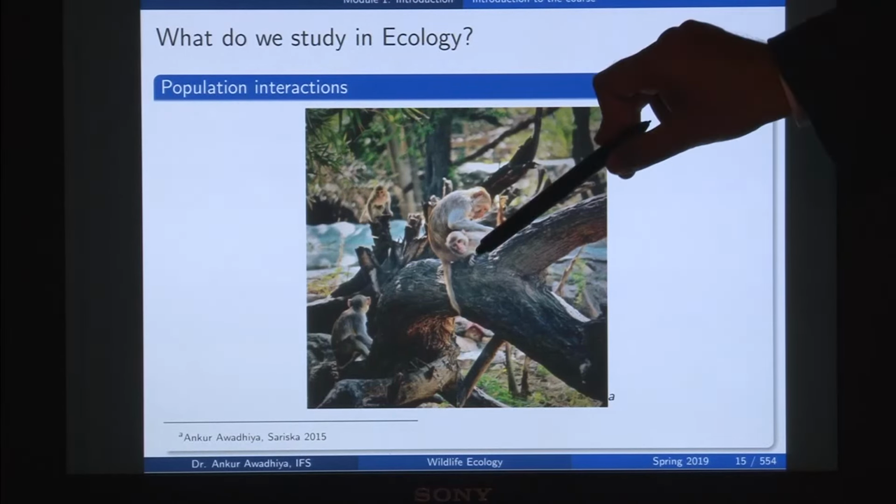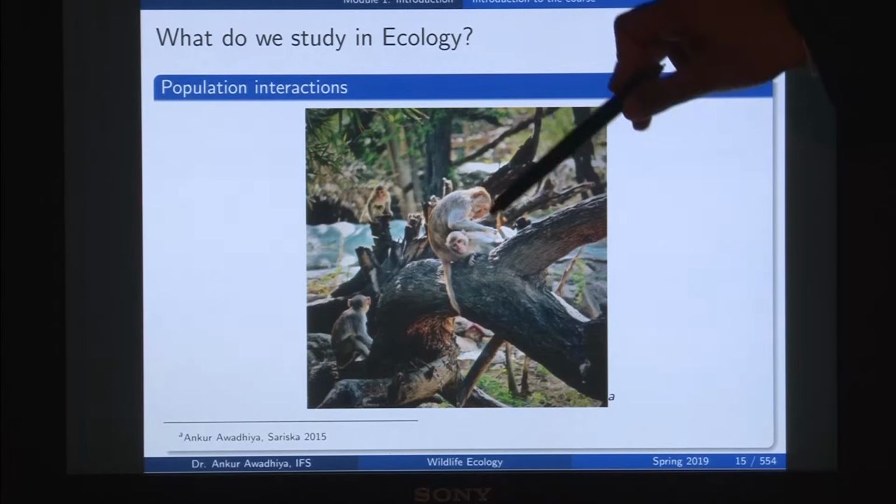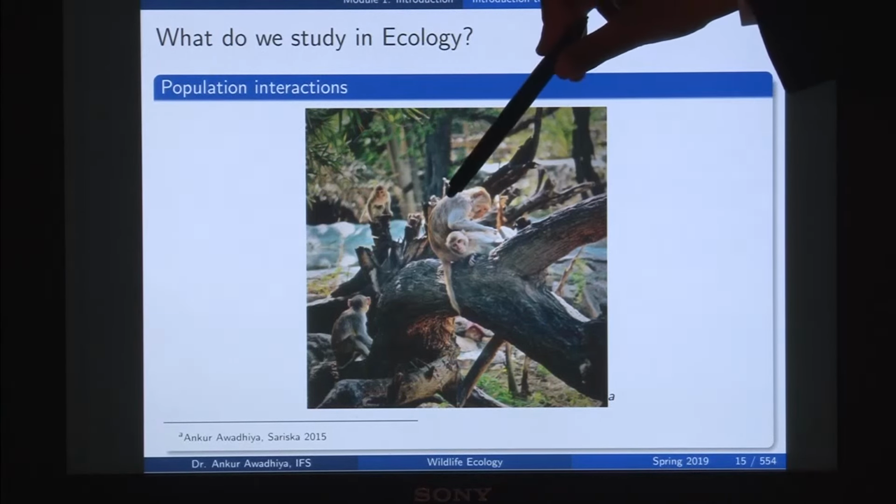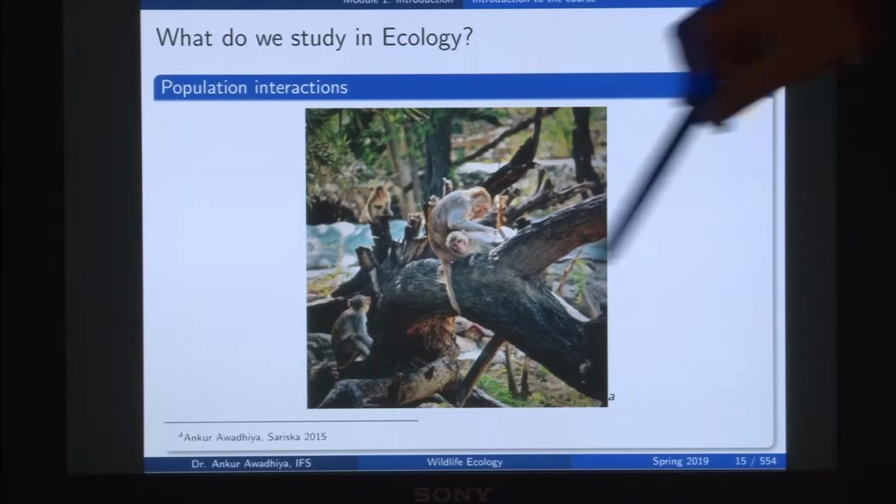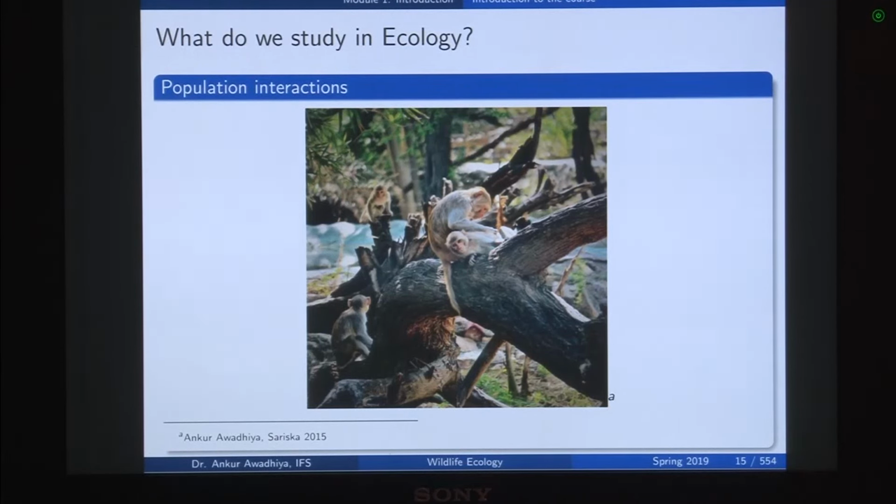So, we have these macaques, and if you look at these two animals, this animal is grooming this second animal. So, what are the kinds of population interactions? How do they behave together? Why do they behave in this manner?